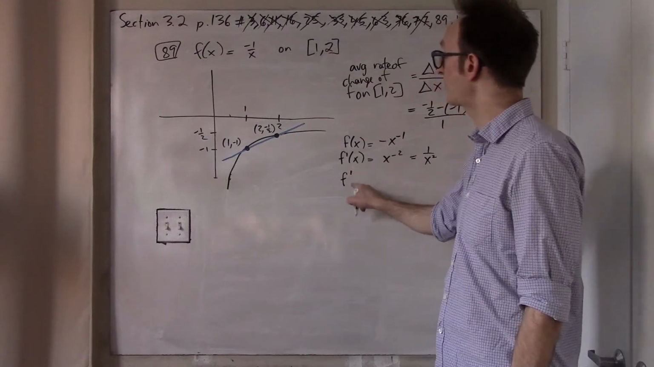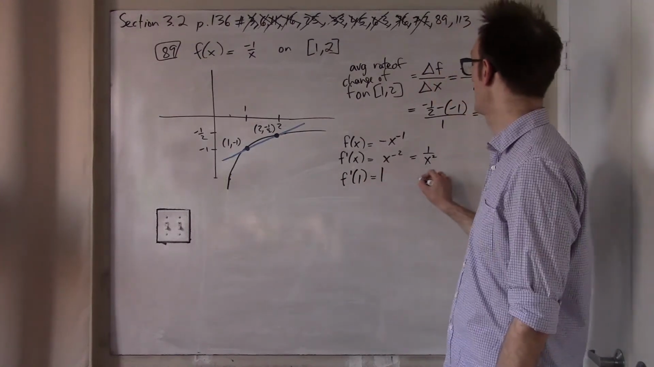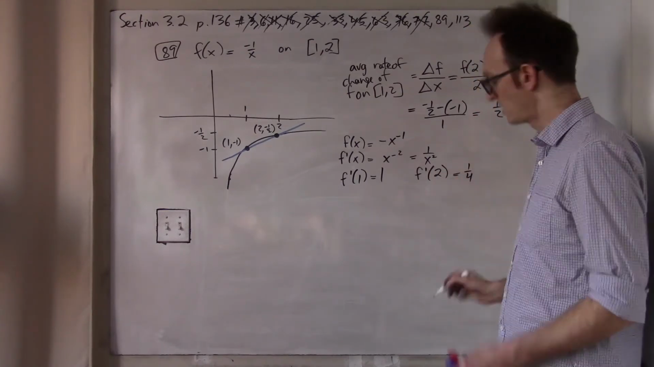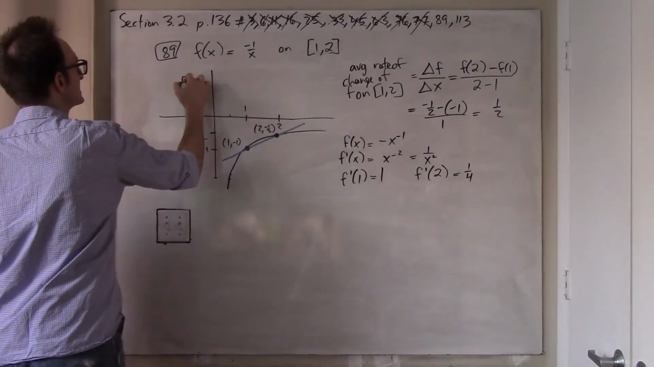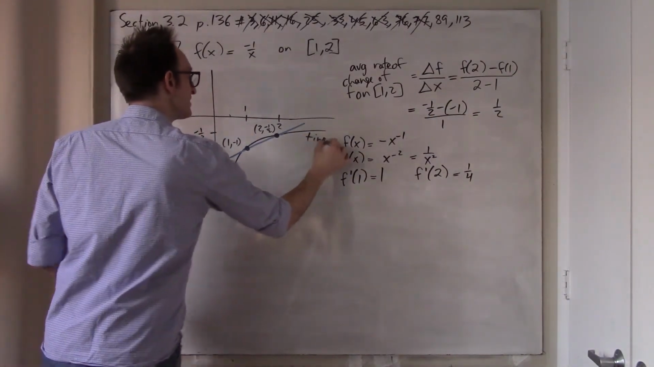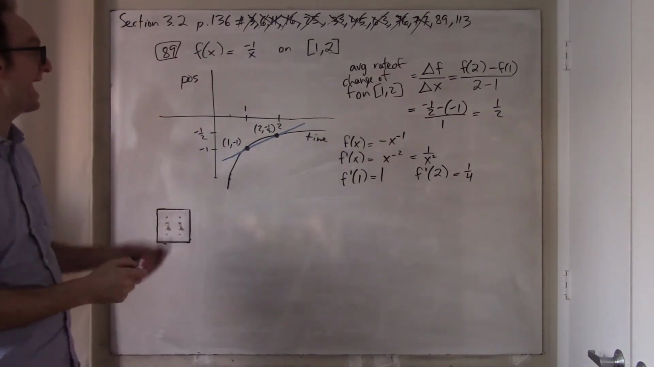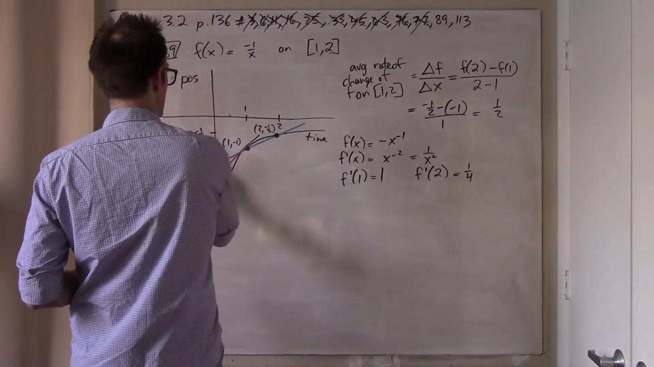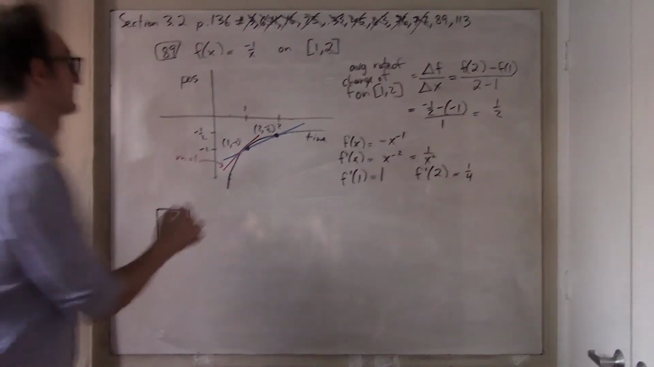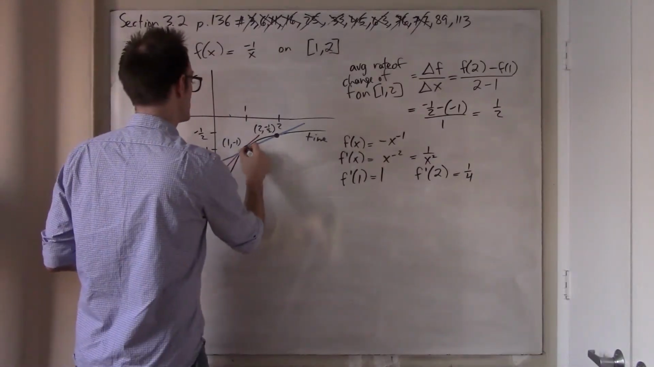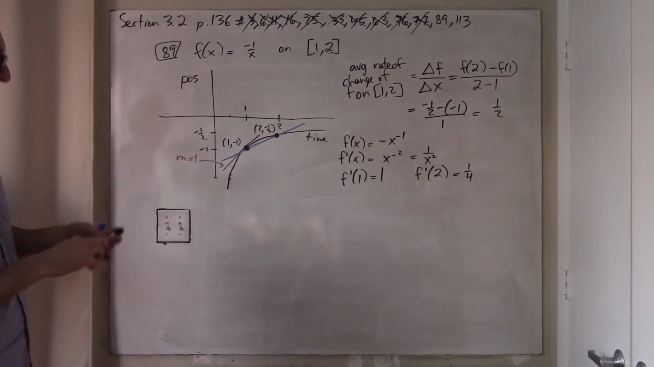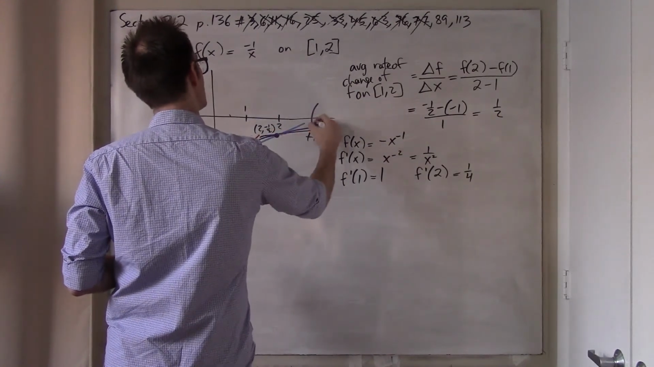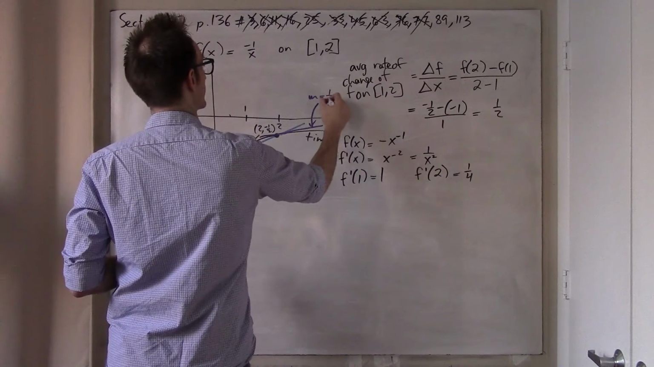Okay, so what is f prime of 1? Well, it's just 1. And what is f prime of 2? It's just 1/4. Okay, so if this is a position versus time curve, then the slope of the tangent line at x equals 1 is the instantaneous velocity. And we have just seen that this is in fact 1. The slope here is 1. And then what about at x equals 2? At x equals 2, the slope of this purple line is 1/4.